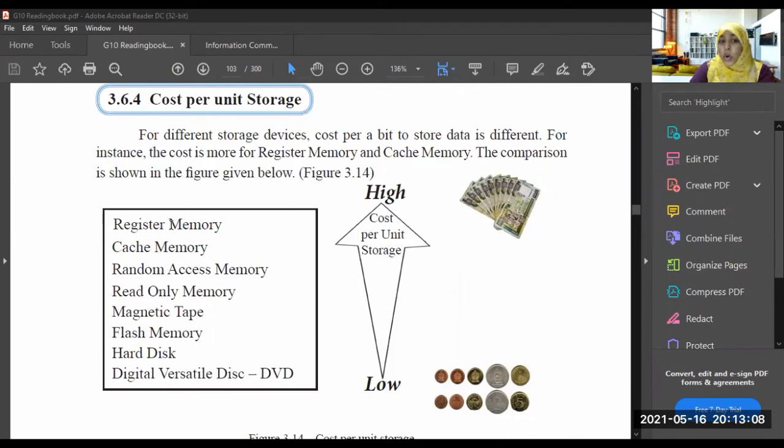So now see here, if you store data in the register memory, the cost per unit storage is high. Understood? The demand is high. But when you are storing data in the DVD or the hard disk, the cost per unit storage is low. Now, do you understand the meaning of cost per unit storage?